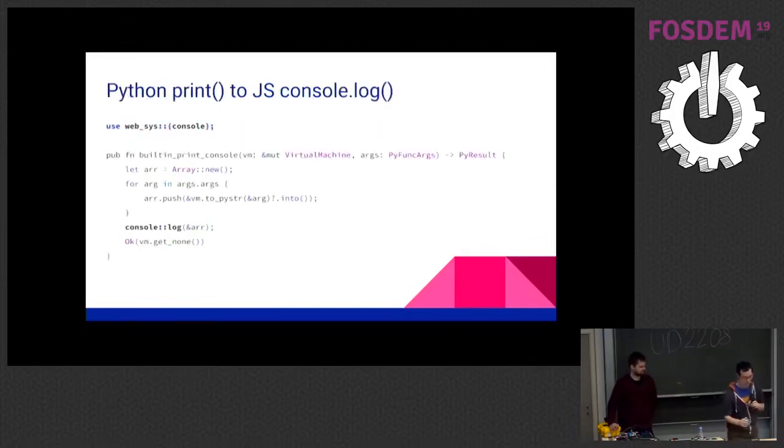Yeah, so there are some concepts in Python that don't match exactly to browsers. For example, Python print. How do you print something to a web console? There are two ways we can do this. First, we map that to the JavaScript console log. As you can see, we use the web-sys console. This gives Rust the ability to directly call console log. So inside this, we create a built-in function for print that calls console log. So when you call print in Python, it will print to the JavaScript console.